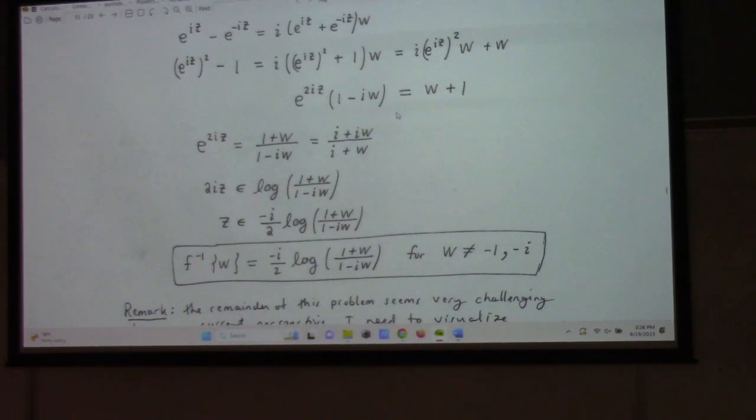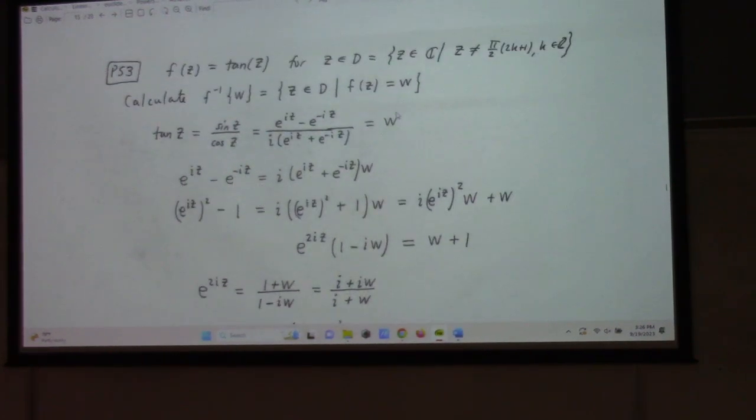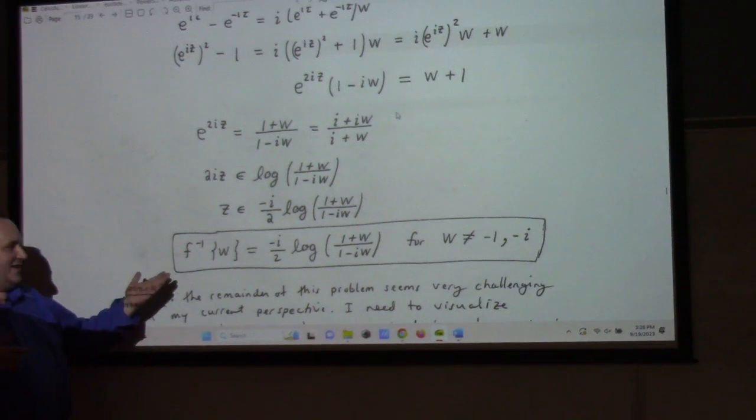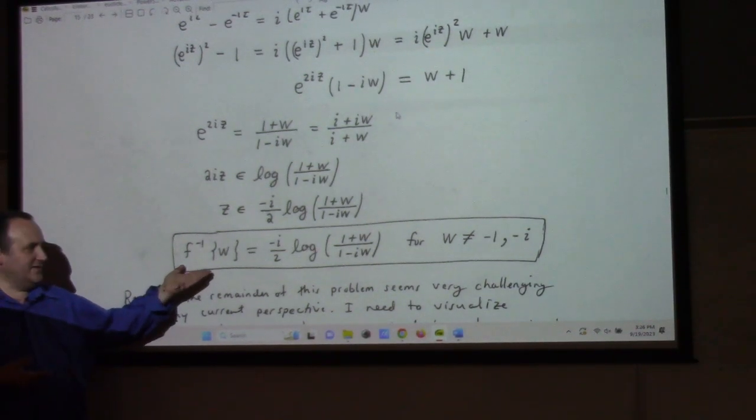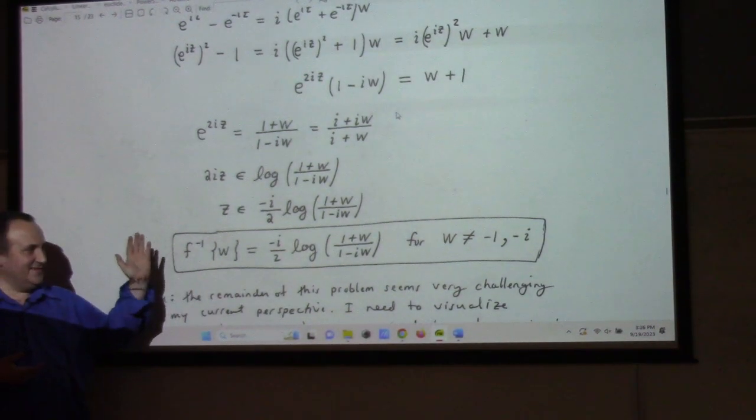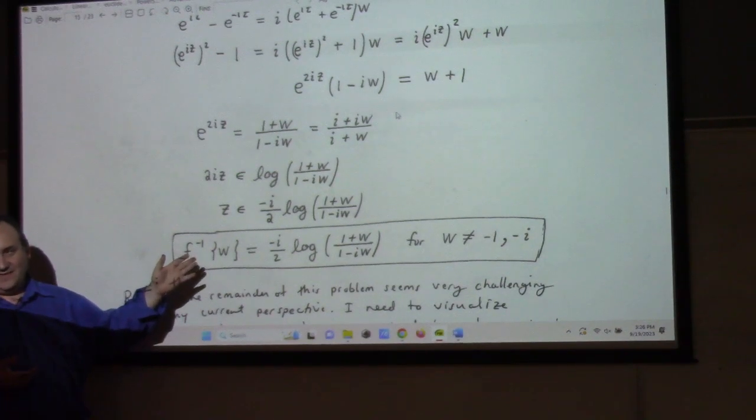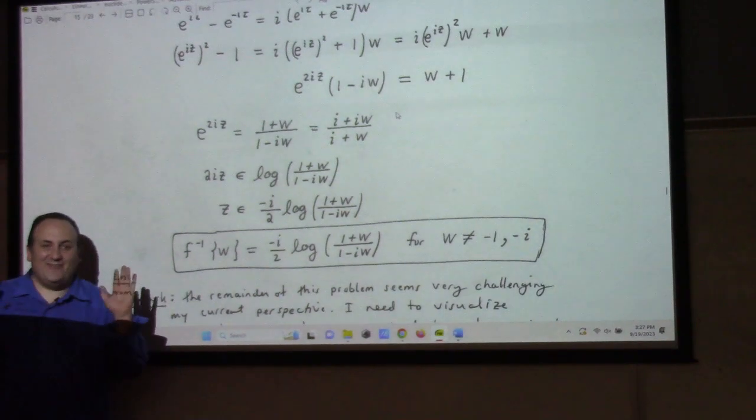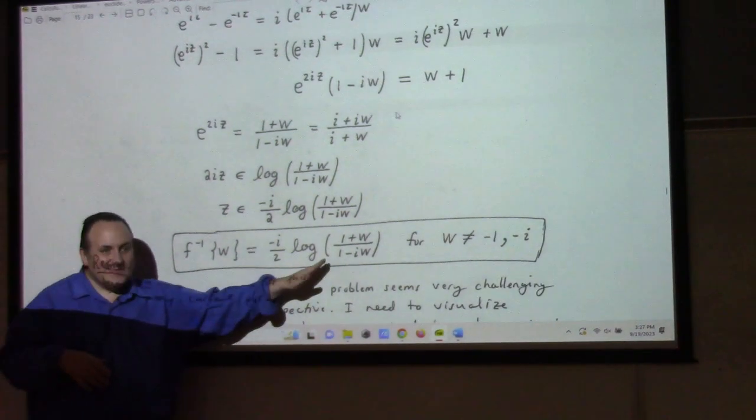So you might look, problem 53, I have mixed feelings about. On the one hand, hooray, there's the fiber. There's the inverse image of W. It's this set. Now, if you ask me what it looks like, I don't know. I know that it's this. What does it look like?